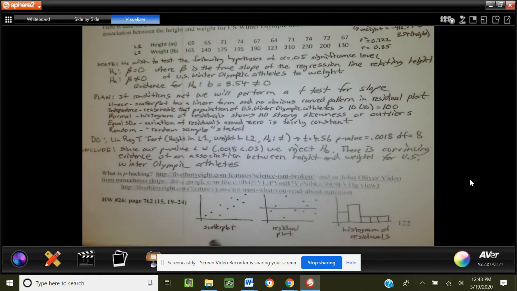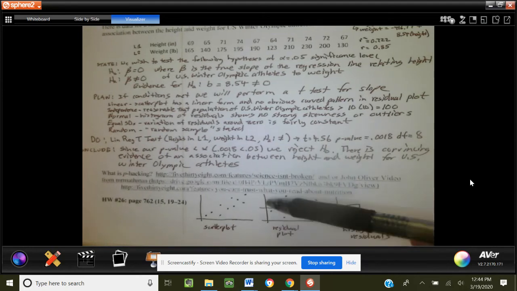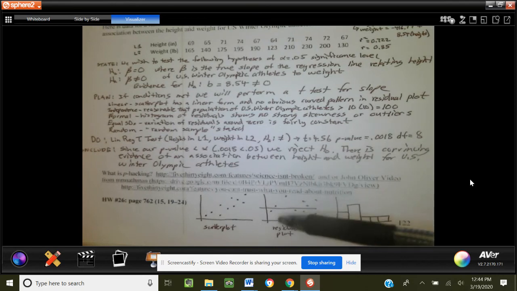But my scatter plot looks fairly linear, no obvious curve pattern in the residual plot. Histogram shows no strong skewness or outliers. So with linear, our linear condition is met. Sample size was 10. We can assume more than 100 U.S. Winter Olympic athletes, I believe, in the population. Normal condition, as I said, no strong skewness or outliers in the histogram of the residuals. If you look at the residual plot, the spread of the y values is pretty constant for each x.